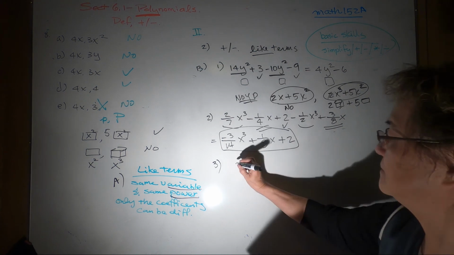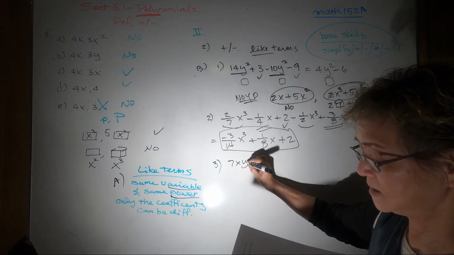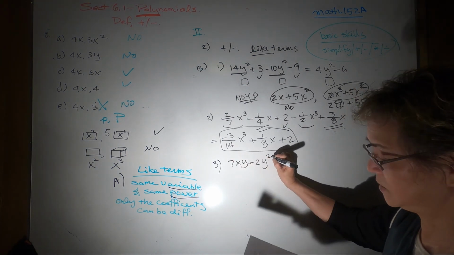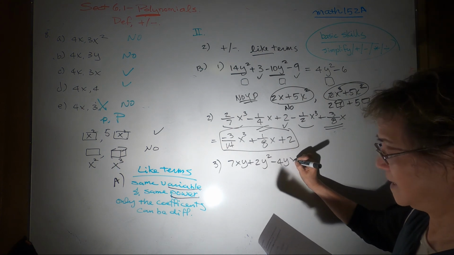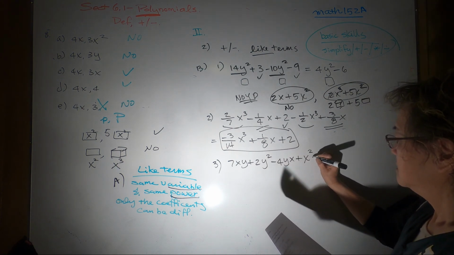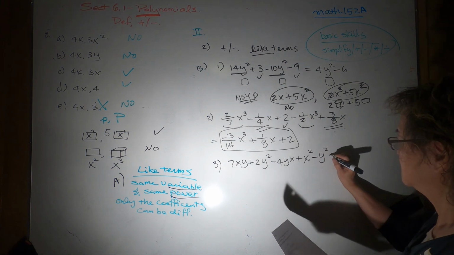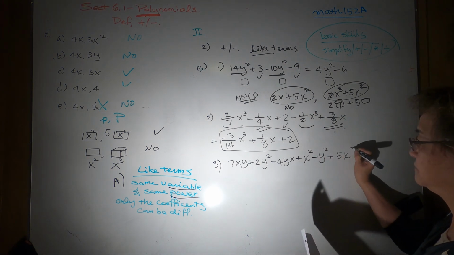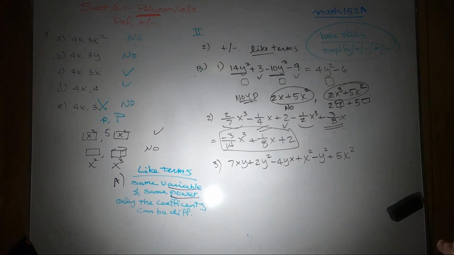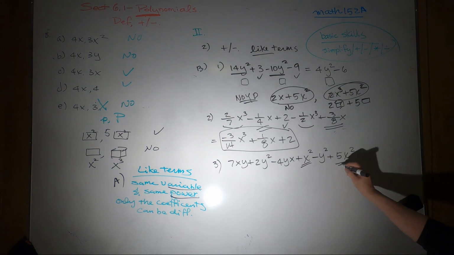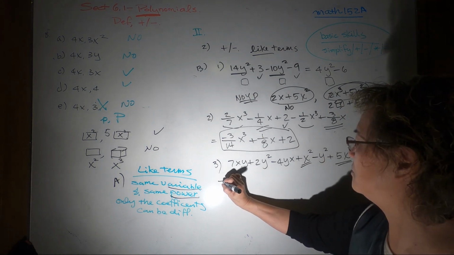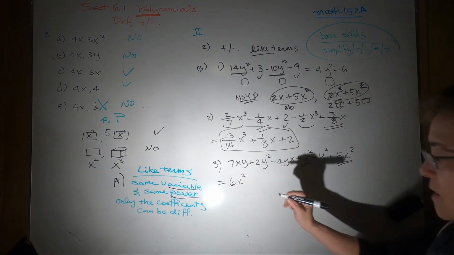And for this one, 7xy plus 2y squared minus 4yx squared. Okay. So, okay, x squared and x squared, we can put them together. That would be what? 6x squared.